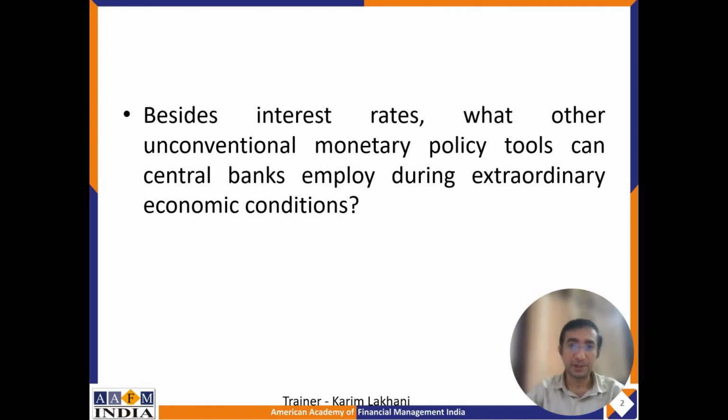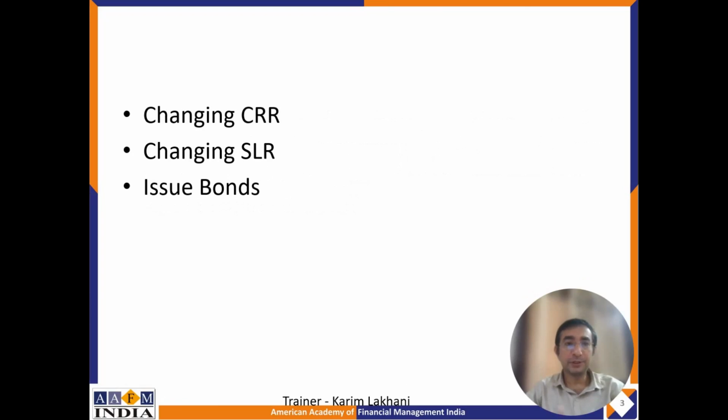But other than the interest rates, there are a few more tools that the RBI may use during extraordinary economic conditions. So let's see what they are. So the first one is changing the CRR. CRR means cash reserve ratio.